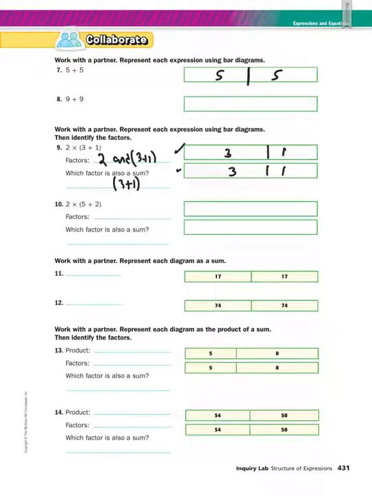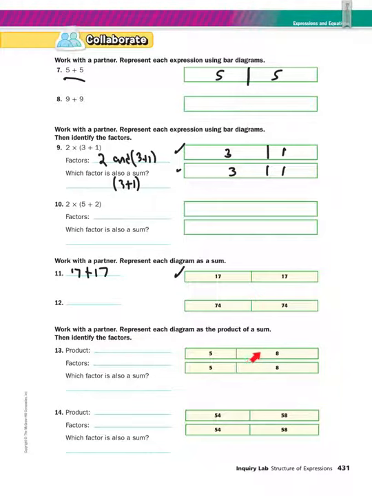Now for 11. 11 is the reverse of number 7. In 7, they gave us this, and we wrote the bar diagram. In 11, they give us the bar diagram right here, and we have to write 17 plus 17. Now 13 is the opposite of 9. In 9, they gave us the product of a sum, and we had to draw the bar diagram. So in 13, they give us the bar diagram, and we have to write the product.